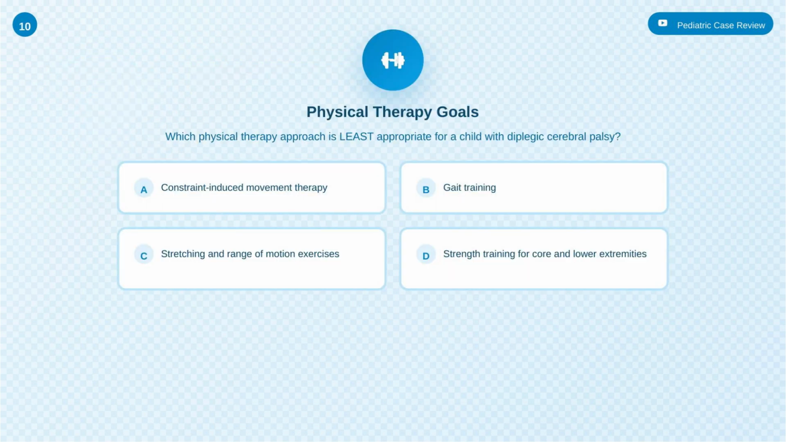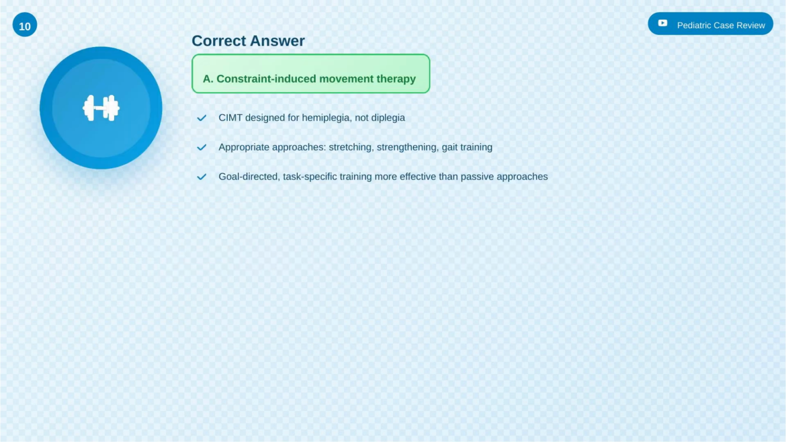Which physical therapy approach is least appropriate for a child with diplegic cerebral palsy? A. Constraint-induced movement therapy. B. Gait training. C. Stretching and range of motion exercises. D. Strength training for core and lower extremities. The correct answer is A. Constraint-induced movement therapy is primarily designed for children with hemiplegia, not diplegia.